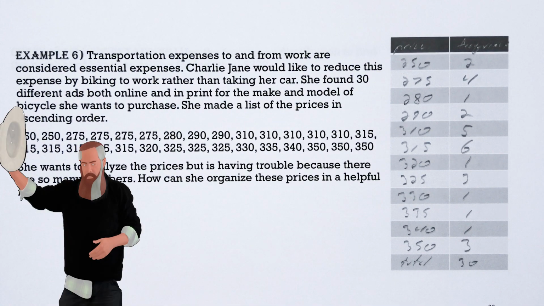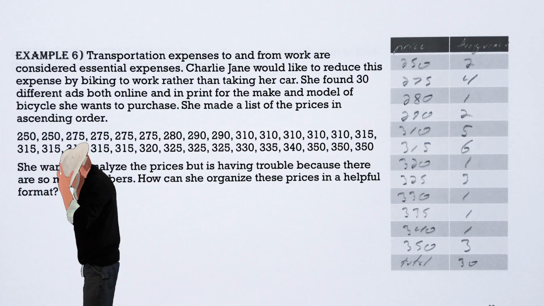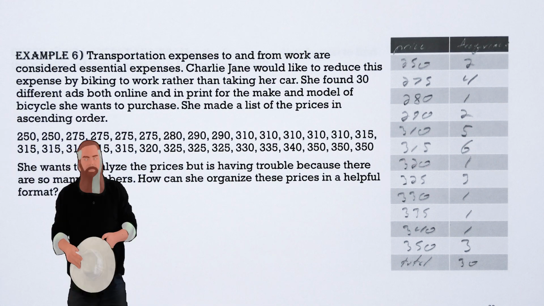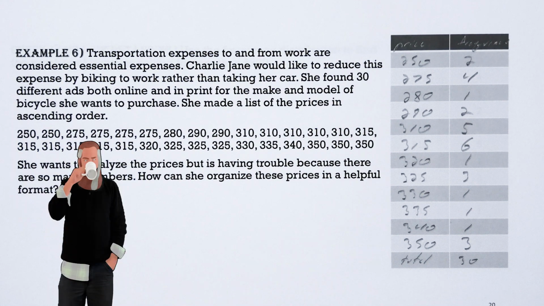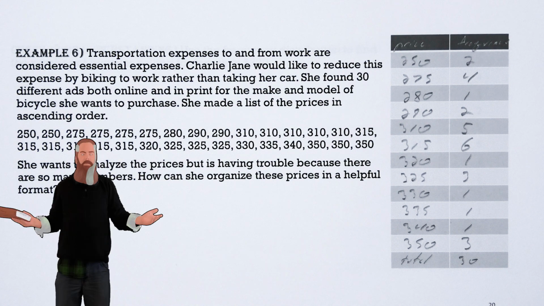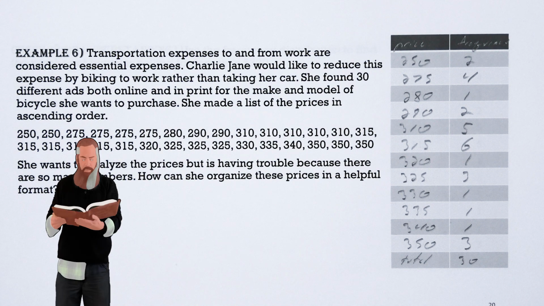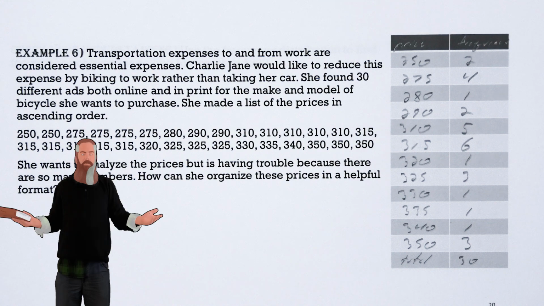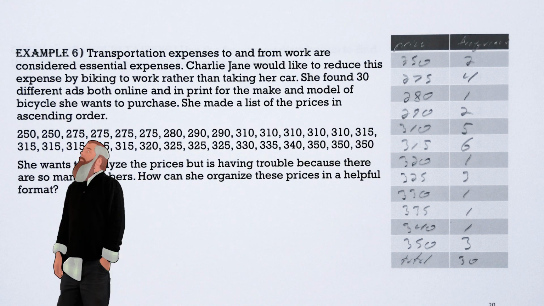She adds up the number in the frequency column to find the total frequency, which equals the number of prices of data in her data set. She wants to be sure that she did not accidentally leave out a price. Because there are 30 prices in the set, the sum of the frequencies is 30. Charlie Jane concludes her frequency distribution is correct.